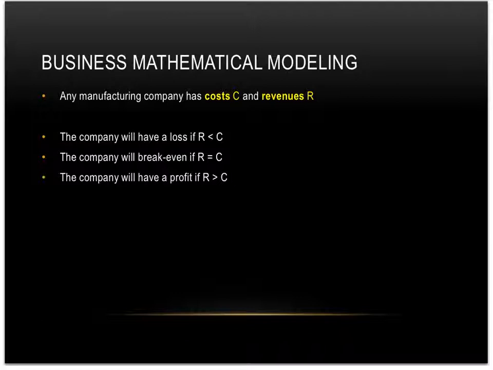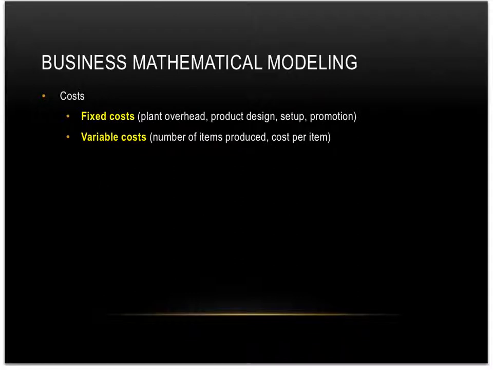In business, one thing that's important in mathematical modeling is that any manufacturing company, of course, has cost and revenue. If the company has a loss, then revenue is less than cost. Not a good thing, right? The company breaks even when revenue equals cost, and the company will have a profit, of course, if revenue is greater than cost. You have fixed cost and you have variable cost.